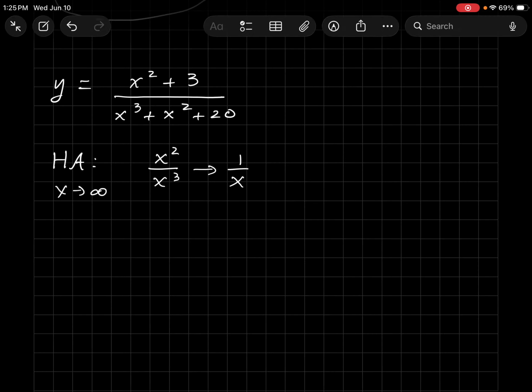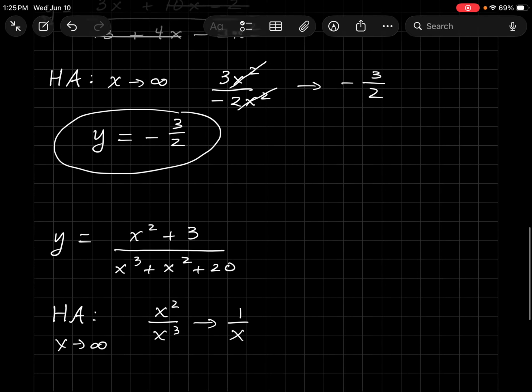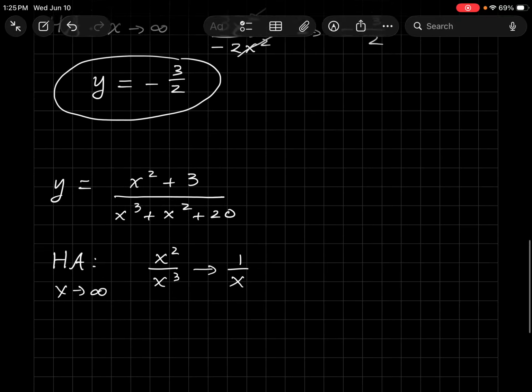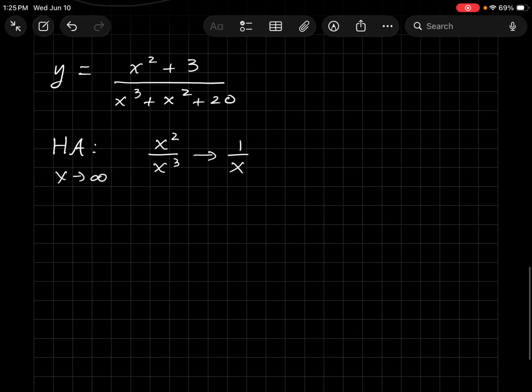The only difference between this problem and the last problem, or really the last two problems, was that after I did the highest powers top and bottom and canceled, I had no x's left over. In this problem, I have an x left over. I have 1 over x, in fact. So there's an extra step. I can simply let x, quote unquote, equal infinity. And I get 1 over infinity.